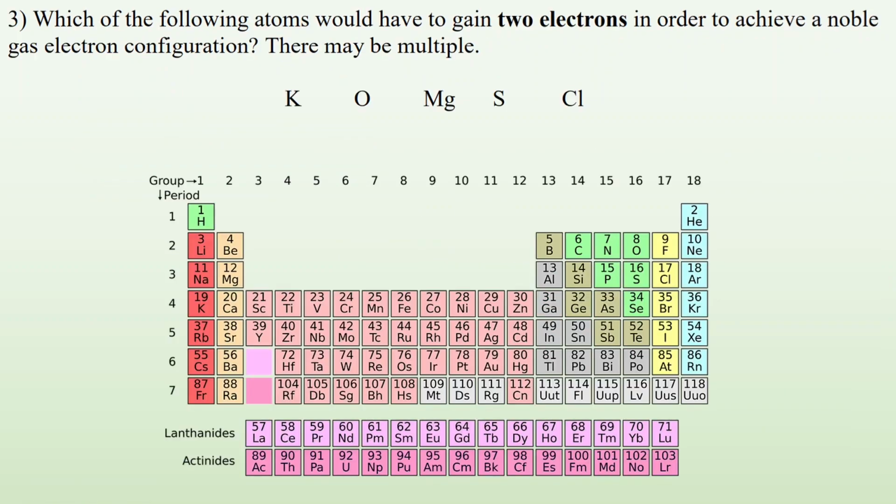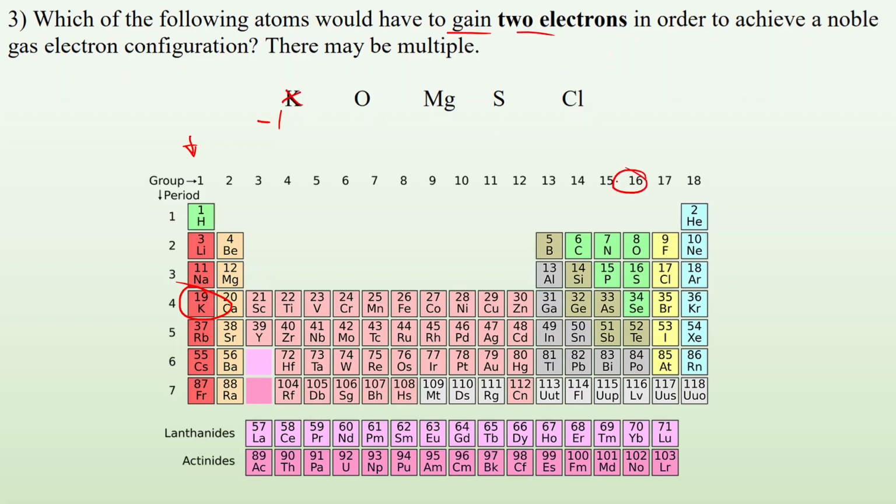Which of the following atoms would have to gain 2 electrons in order to achieve a noble gas electron configuration? And there may be multiple. All right, so if we take a look at potassium, it's in group 1, so in order to become a noble gas, it would have to lose 1 electron, so it's not this. Well, let's just jump to gaining 2 electrons to get a noble gas.